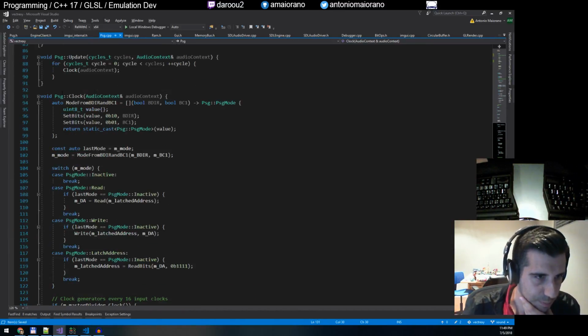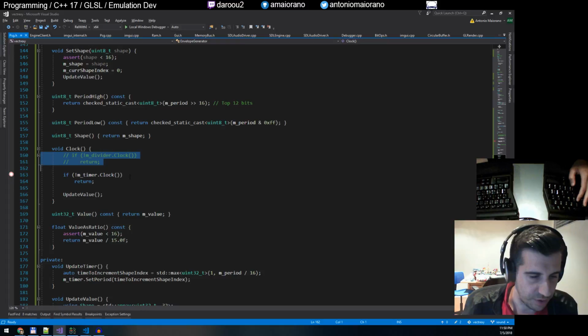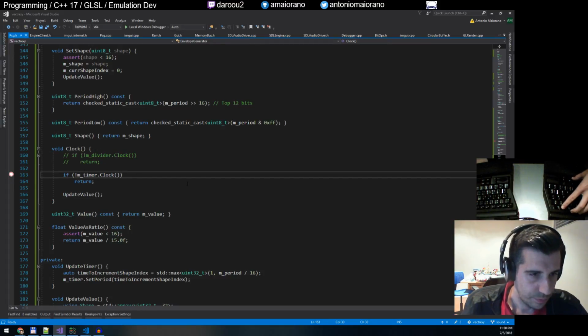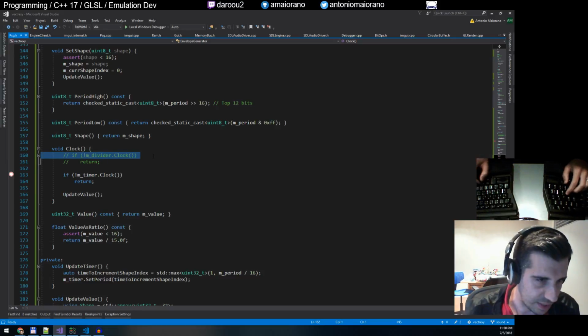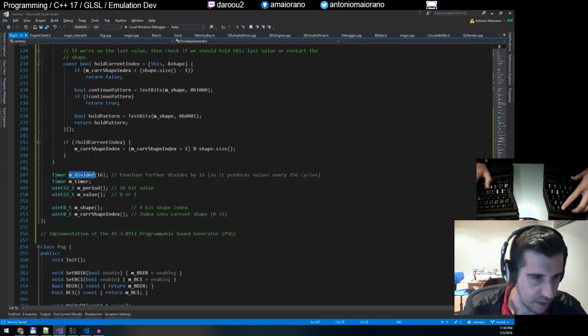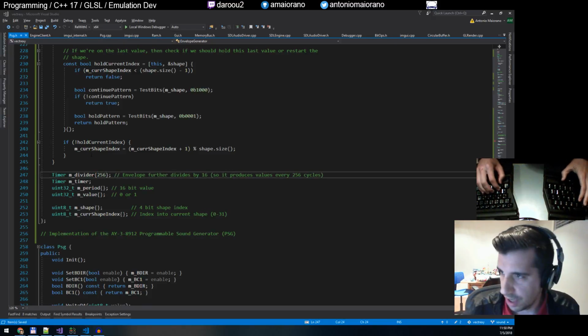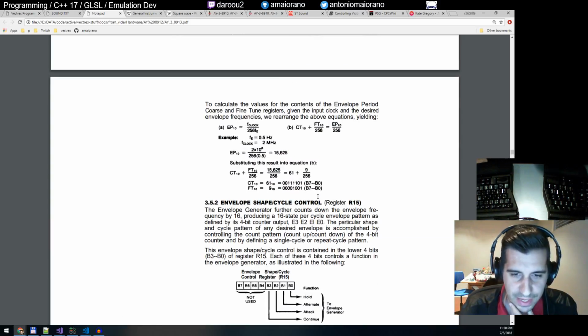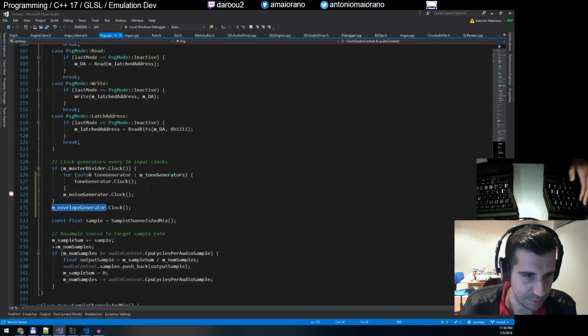We say every CPU cycle, we clock the envelope generator. When we clock the envelope generator, then we need this divider here. Technically this should be 256 according to the document. What it's saying is, come up here, the frequency of the envelope is obtained in the PSG by first counting down the input clock, that's the CPU clock, by 256. So now it's more direct, you see.